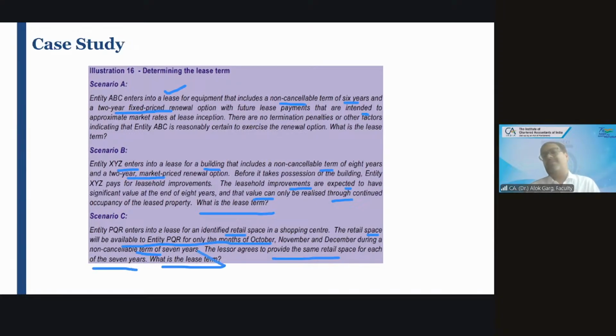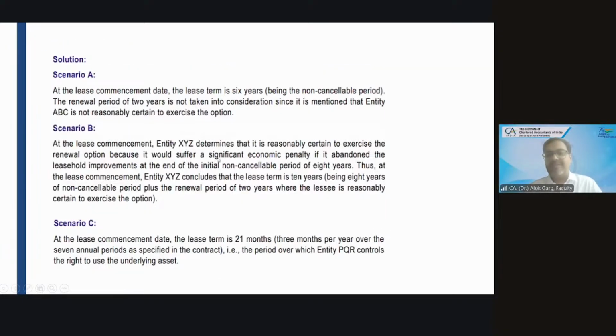What is the lease term in this case? The lease term is 21 months. At the commencement date, the lease term is 21 months, being 3 months per year over the 7 annual periods as specified in the contract. That is the period over which entity PQR controls the right to use the underlying asset.